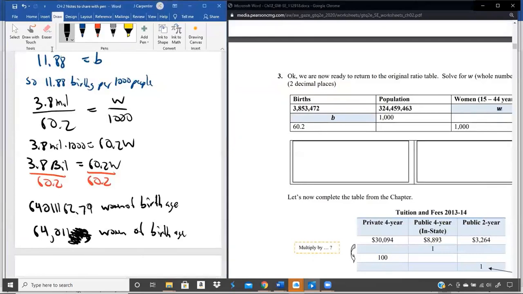If I said the answer was 64,011 women of birthing age, would that make sense? Well, if there's 324 million people we're discussing this relative to, I don't think 64,000 women of those people are able to give birth. It's way more than that. That answer would not make sense.